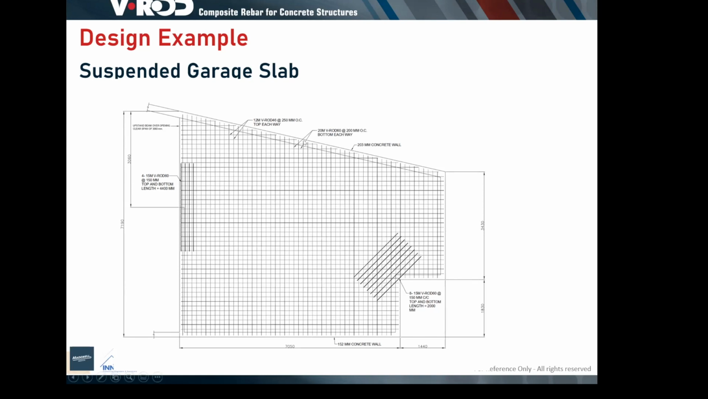As a main reinforcement, we use 20M bars, VROD 60 at 200 millimeter on center. For the top reinforcement, 12 millimeter bars, VROD 60, VROD 46 here in that case, at 250 millimeter on center. And for the negative bending moment, we used some additional reinforcement in this area because we had a high negative bending moment in this corner here. So we used 15 millimeter bars, VROD 60 at 150 millimeter on center.